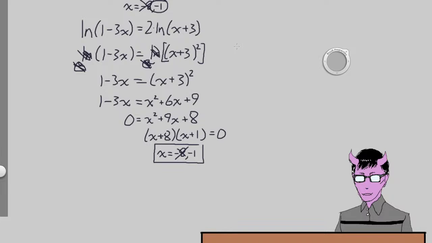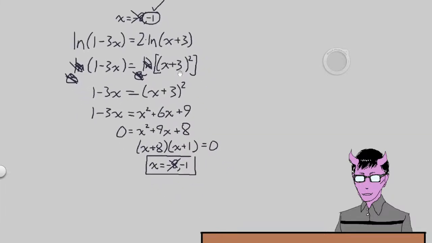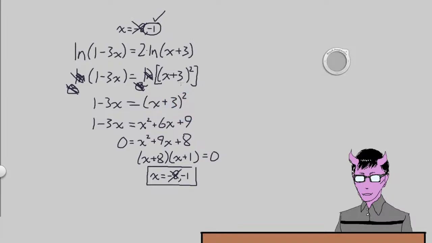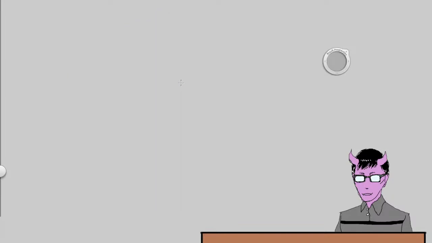I think that's it for this problem. Let me make sure I didn't botch something up real quick. Plus 3 to both sides, yes. -1 for both sides, yes. Okay, I think that's correct. Good to go.